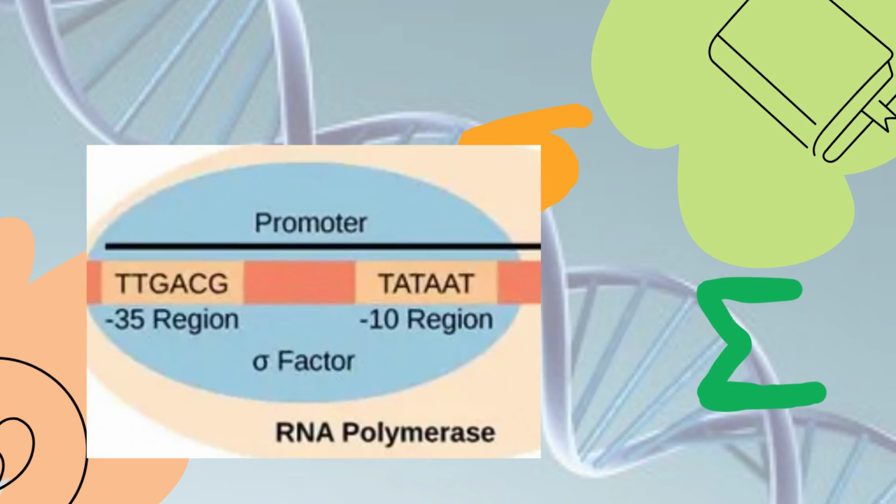Now, let's talk about the Tata box. So this Tata box, in other words, they call it the Pribnow box. It having that 80 bonds being weak, and once they're separating, it is classified as melting. So the melting of the Pribnow box.